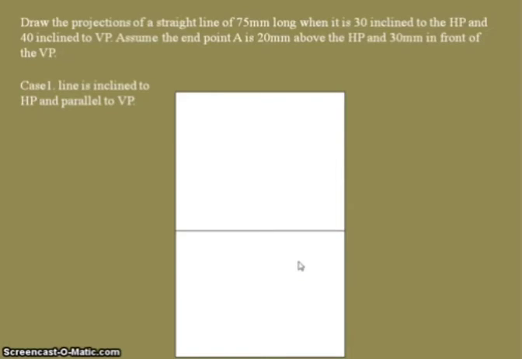Assume this is a drawing sheet and I have drawn an XY reference line. Now I am taking a reference vertical line for representing the endpoint A as per the given condition: A is 20 mm above the horizontal plane and 30 mm in front of the vertical plane. Above means above the XY reference line we get the endpoint A. So represent the front view of A, 20 mm above the reference line, that is 20 mm above the horizontal plane.